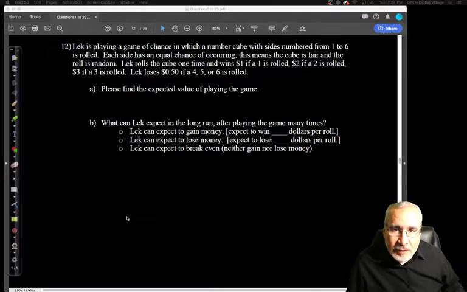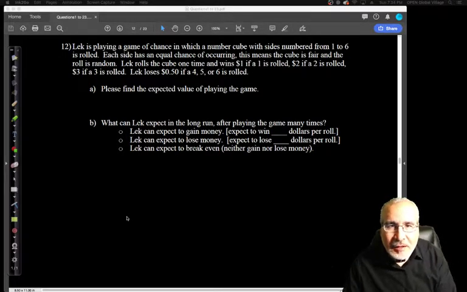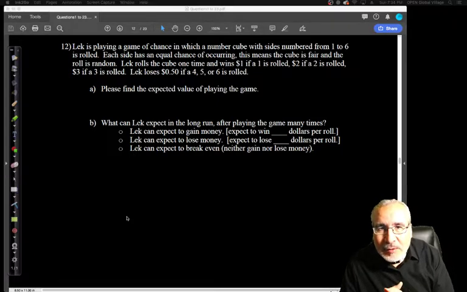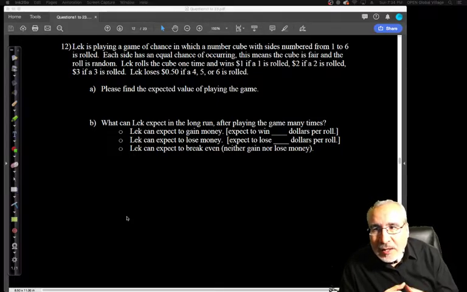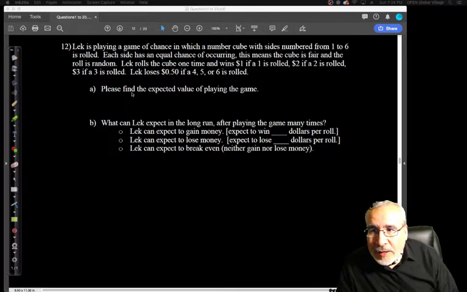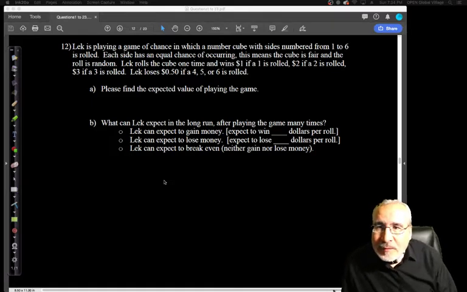Question 12. We are now on the other side of halfway through our 23 questions. In this case, we don't continue with odds like we did in number 11, but we're going to deal with something called expected value. So please find the expected value of playing the game. We've got a game up here. We're going to get its expected value and then see whether it's a gain, loss, or a break even.